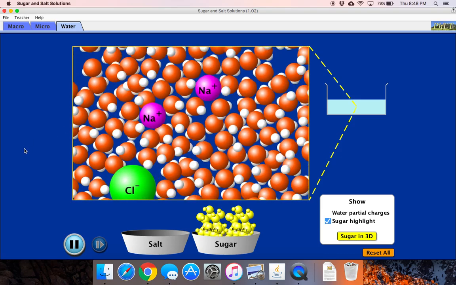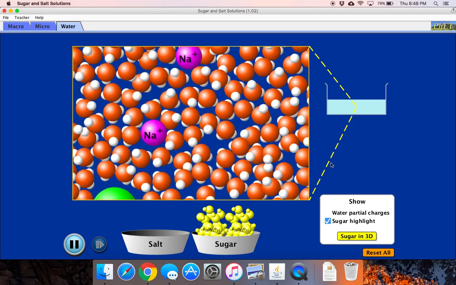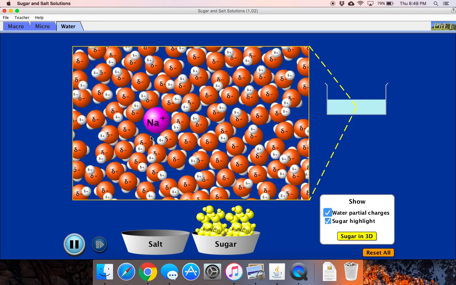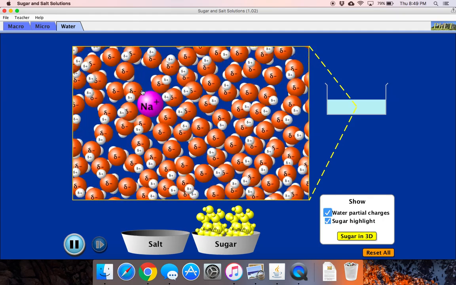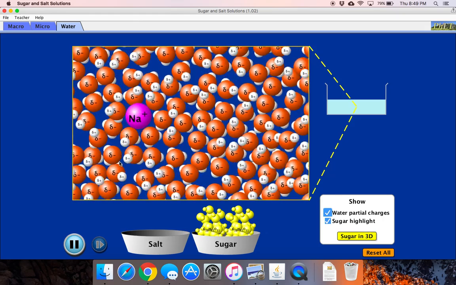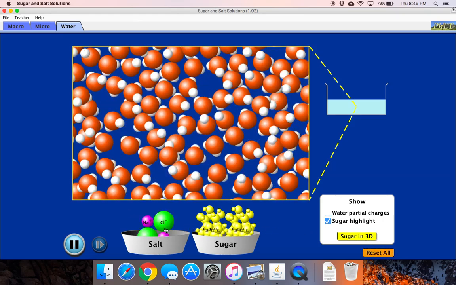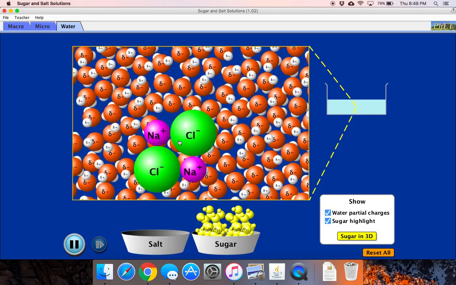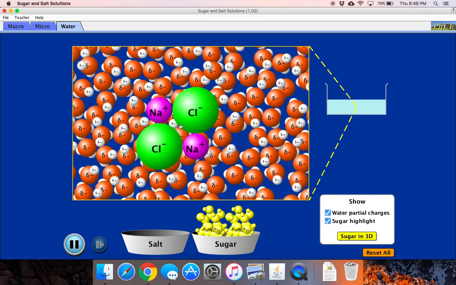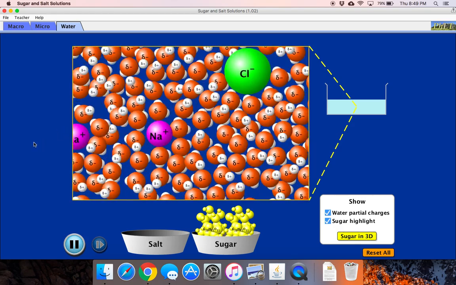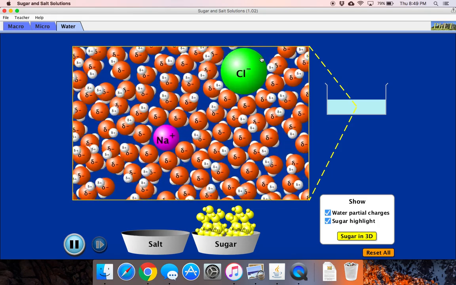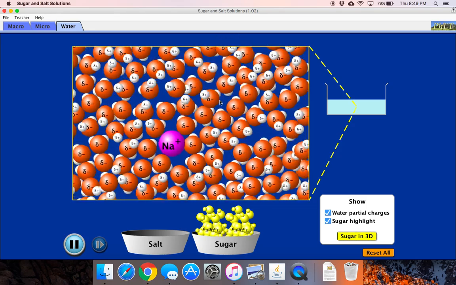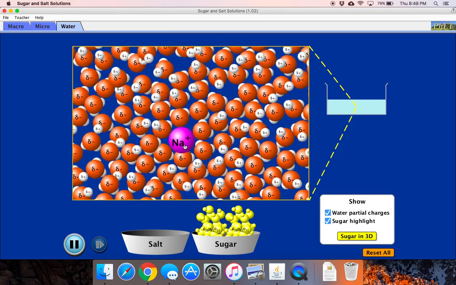However, if we drop the salt in there, we'll see what happens. The water molecule separates the ions. If we go to the bottom right and show the partial charges, you'll notice around the positive sodium you have the negative part of water. That's the driving force there. I'll drop some more salt in again, and let me turn on the charges again. Take a look now at the chloride ions. The chloride ions are surrounded by the positive parts of water, and that's the attractive force of the water pulling apart the ions.